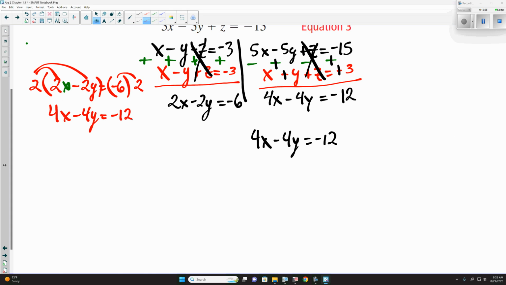So when I distribute the 2, 2 times 2x is 4x. 2 times negative 2y is negative 4y. And 2 times negative 6 is negative 12.